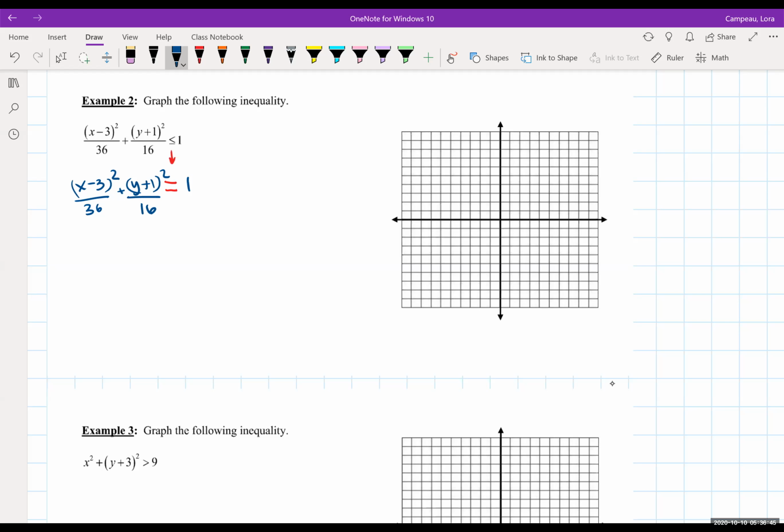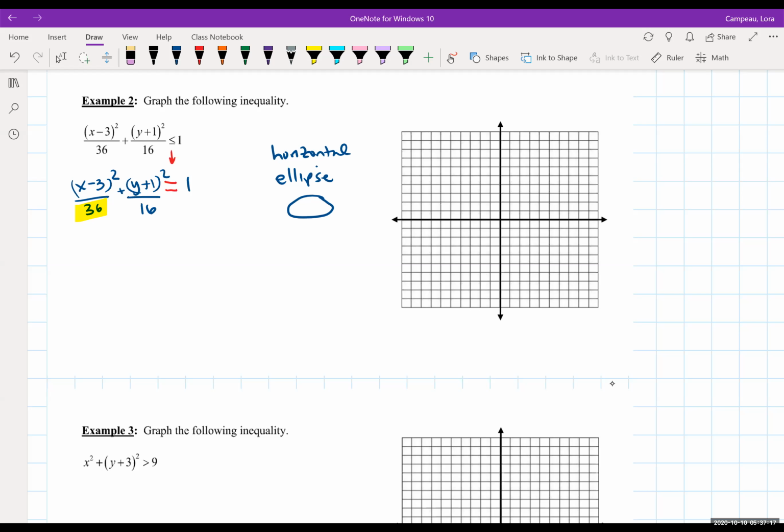I have a plus sign. Both of the variables are squared. So I do have myself an ellipse. And I just pay attention to the fact that there is a larger number under the x term. So that, in fact, gives me a horizontal ellipse, which means we are wider in the horizontal direction. That's probably not the best ellipse, but you get the idea.